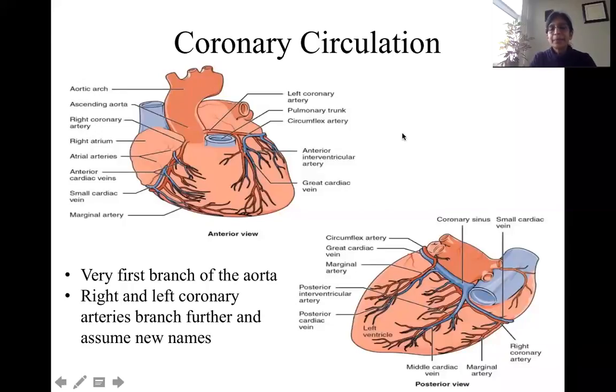Okay, this video focuses on coronary circulation, that's blood supply to the heart, nerve supply to the heart, as well as the details of the cardiac muscle.